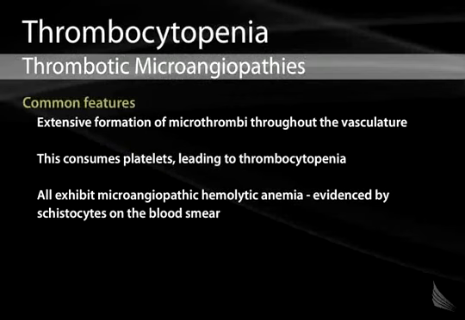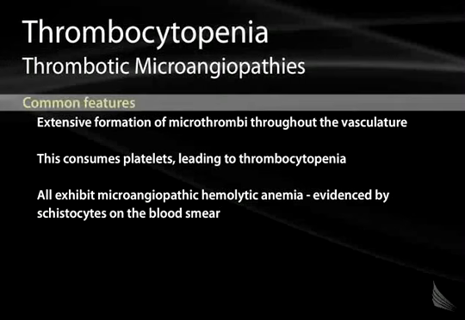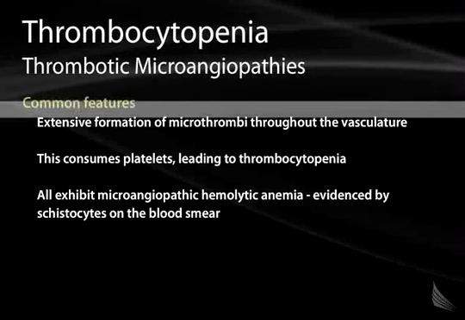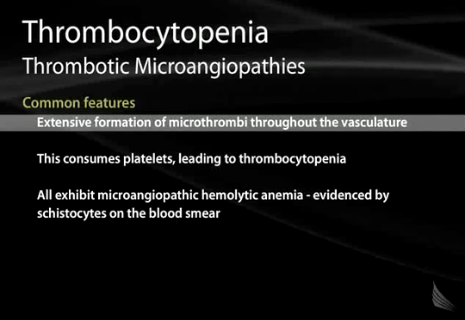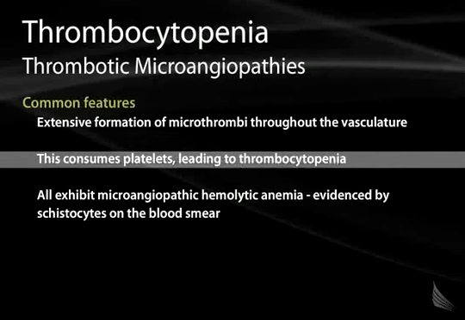The thrombotic microangiopathies commonly occur in the setting of sepsis or burns, or can occur as an idiopathic event following a bacterial infection. Features common to the thrombotic microangiopathies consist of extensive formation of microthrombi throughout the vasculature. And these microthrombi cause a shearing effect on the red cells and cause massive amounts of platelet consumption, which leads to the thrombocytopenia that we see in TTP and DIC.